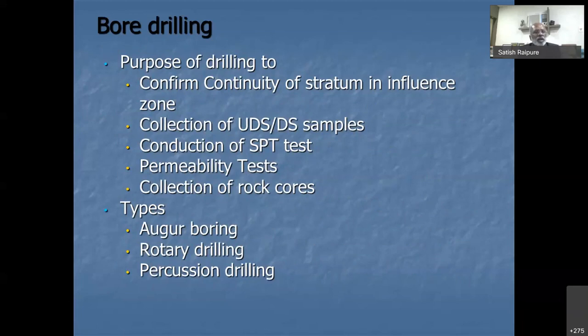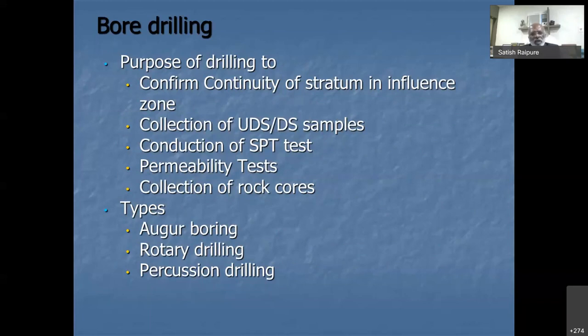This is bore digging, bore drilling, or we also call it bore log data. The purpose of drilling is to confirm the continuity of the stratum in the influence zone, collection of undisturbed and disturbed samples, conduction of the standard penetration test. We can also perform the permeability test and collection of the rock cores.